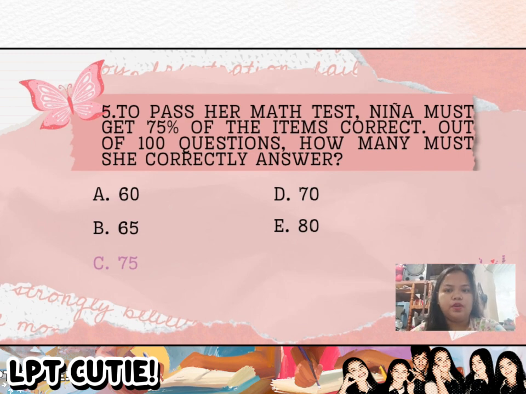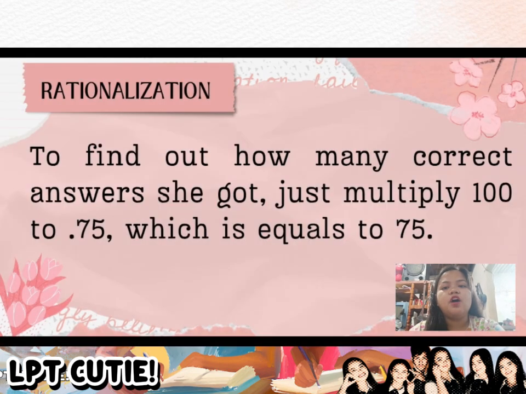So how? To find out how many correct answers she got, just multiply 100 by 0.75. Again, you need to convert the percent into a decimal. That's why from 75% we will have 0.75. So 100 times 0.75 comes to 75. So Nina got 75 items correct.